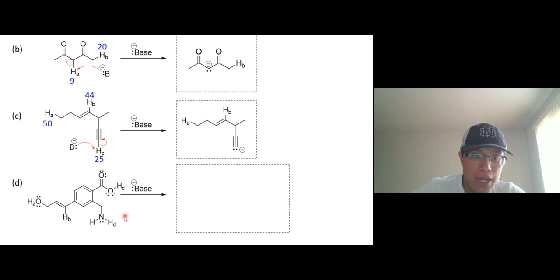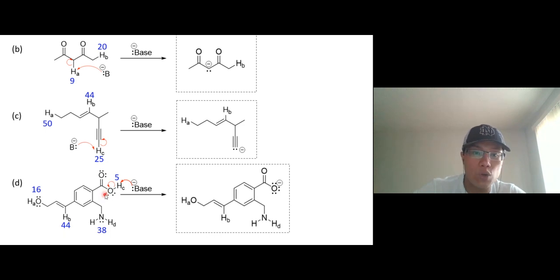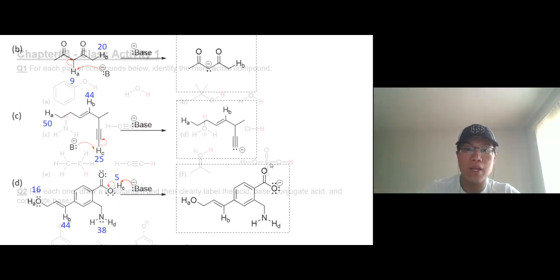Last one, quite a lot of it. We have A, B, C, and D. Start with A. This is a regular alcohol, so we're going to go 16. HB is on an alkene, 44. This is an amine group, so like ammonia, 38. And this is a carboxylic acid, so we got a 5. The base is going to attack the most acidic one, HC, and the two lone pairs of the oxygen become three lone pairs. Yep, that's it. If you know the pKa, it's easy. If you don't know, it will take you a bit longer. So make sure you know what to memorize.